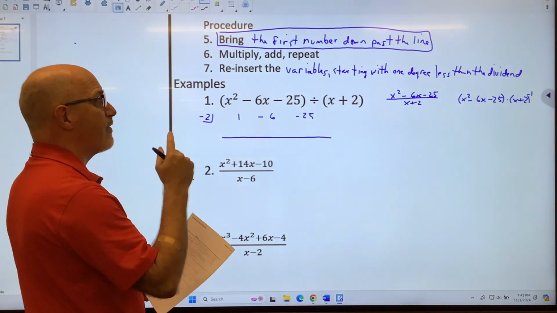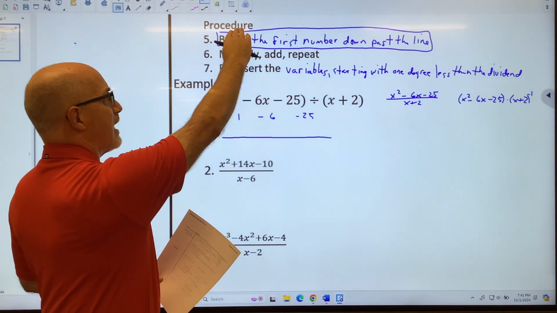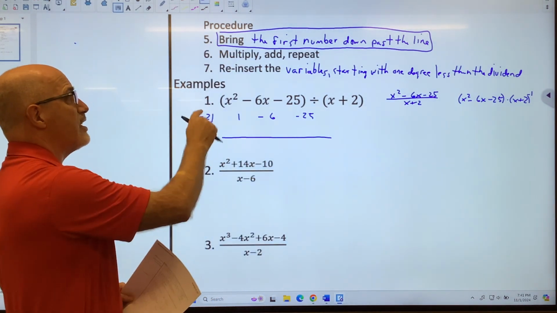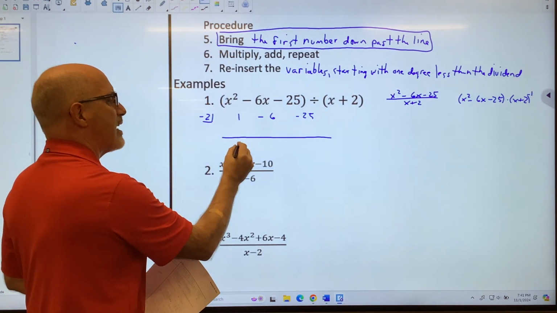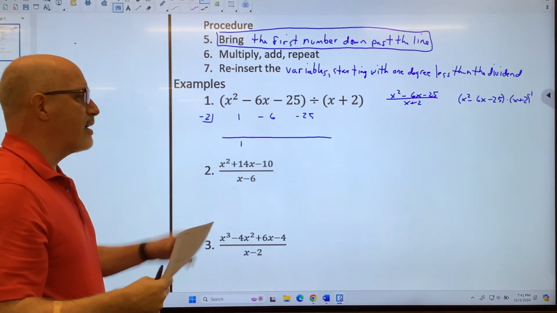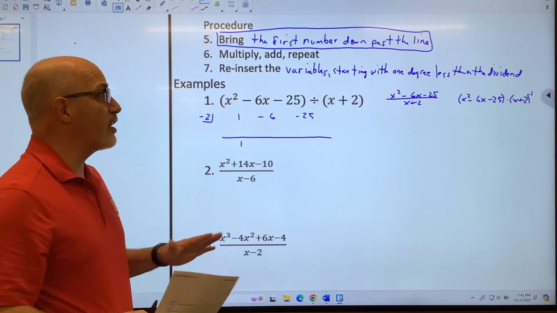Okay, now the first step, this is the procedure. That's the setup. The setup's all ready for us. Now the procedure is bring that first number down underneath. Okay, that's critical because people forget that. Bring it down and now we're ready to go.